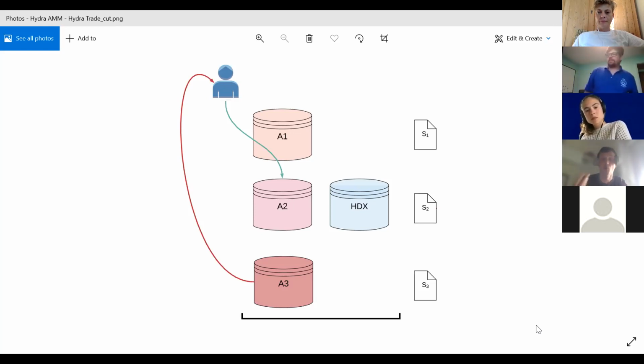So both assets would be provided by the liquidity provider. In the OMNIPool case, only one asset has to be provided by the liquidity provider, in this case A2, and the right-hand side of the pool would be minted by the protocol. So this is the big difference between the OMNIPool and the comparable AMM, which would be Uniswap. So I hope this helps.